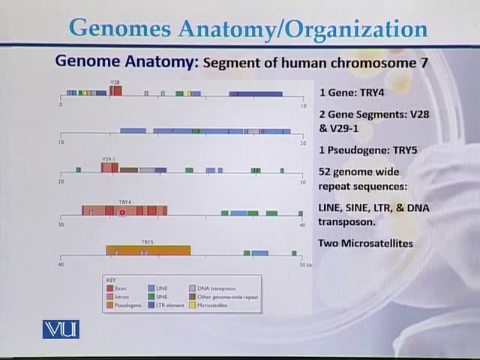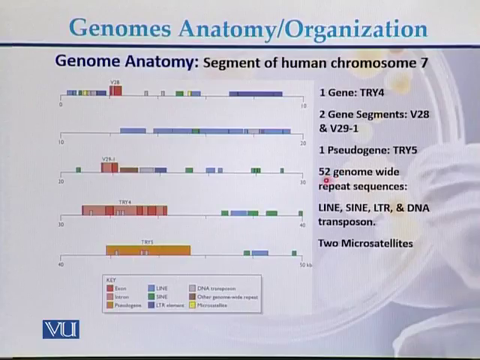So there is a gene, and in addition to this gene there are two gene segments, V28 and V29. In addition to the two gene segments, we can also see one pseudogene, TRY5. So in the same area of human chromosome 7, there is TRY5, which is a pseudogene.